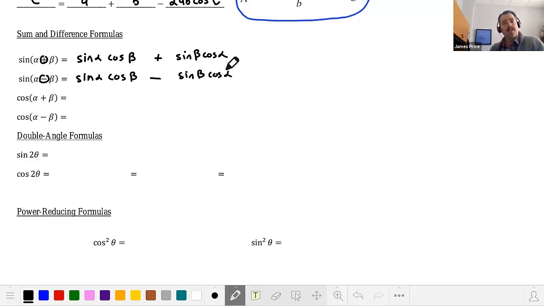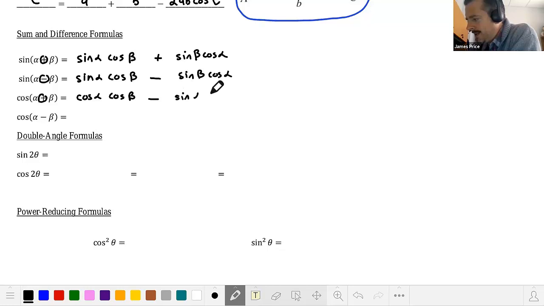And then, of course, for cosine, it has a different sign, but yet something's always the same. So here you have a plus, so it's a different sign, so it should be a minus. And the same is cosine, cosine. So it goes cosine alpha, cosine beta, and then sine alpha, sine beta. That's the sameness.